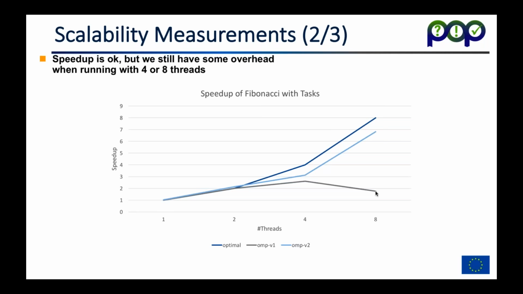The reason why you're still not at the optimal speed up is that this if clause still needs to be evaluated for every task down in the recursion. So you still have to evaluate this if clause 4 million times, and this of course still adds some overhead to your program.